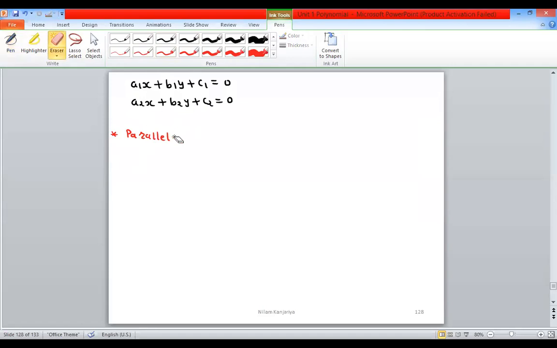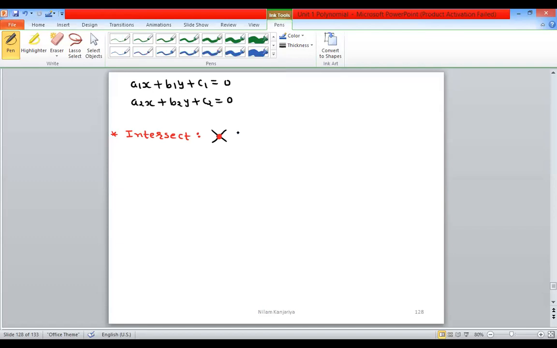Parallel. Sorry, I'm starting with intersecting lines. Intersect means they are lines intersecting at a common point. Okay, so these are the intersecting lines. I'm not a good drawer.